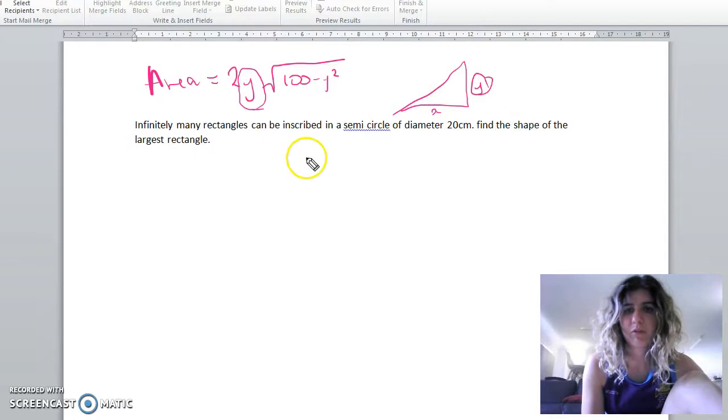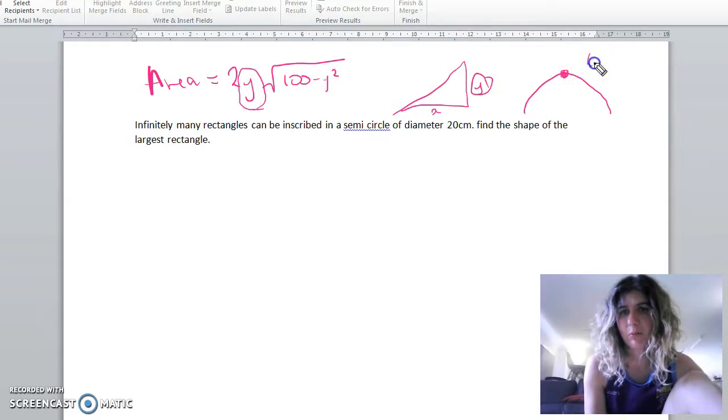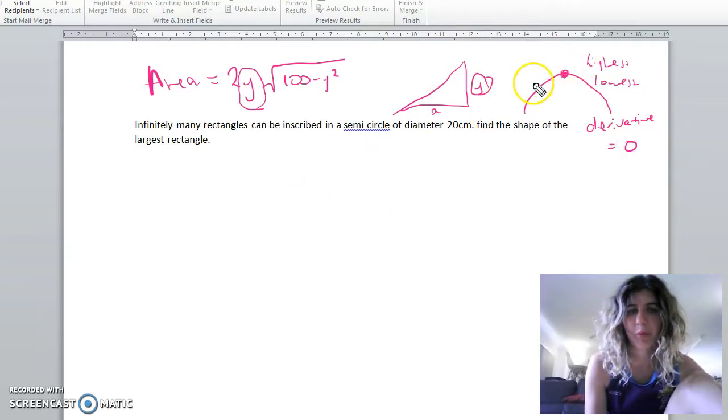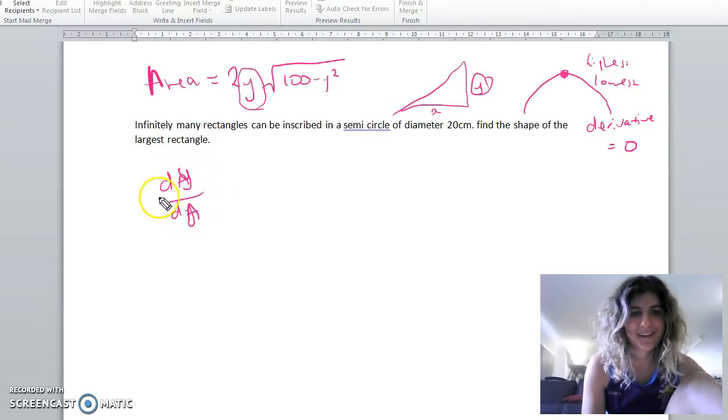Alright, then this is an optimization problem. So this is telling us that, again, say this is our function, our optimal point is going to be either our highest point or it's going to be our lowest point. And both of those are going to be where our derivative is equal to 0. Okay, because again, maximum or minimum. So we've got to find then our derivative. So dA on dy.